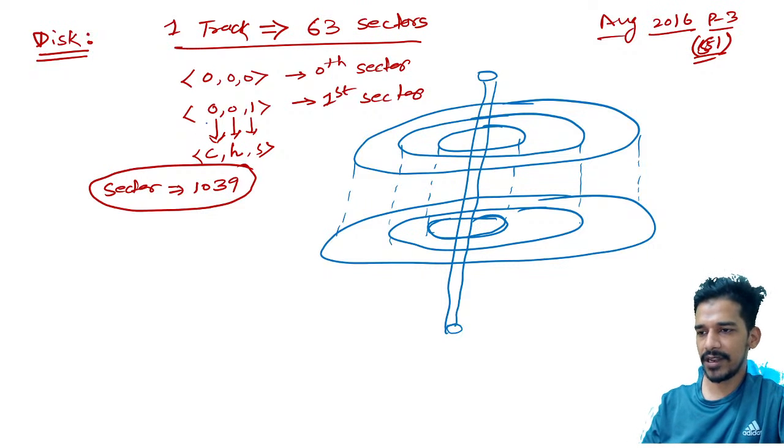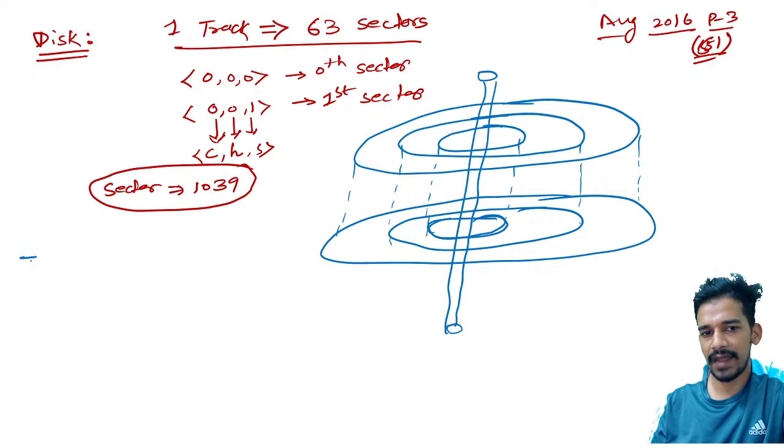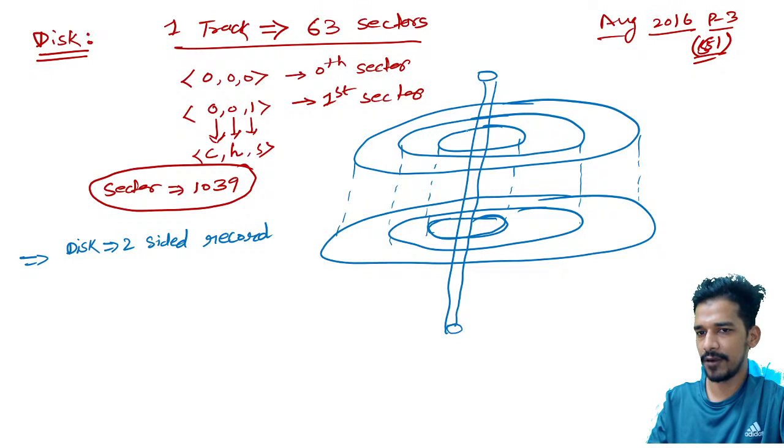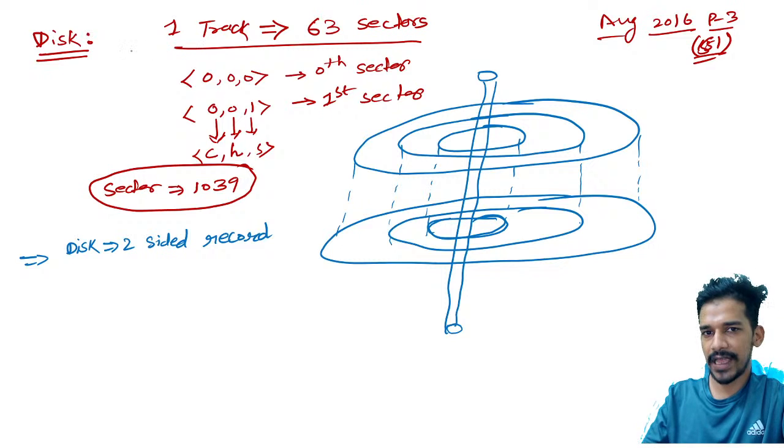It is given in the question that we have a disk on which we have two-sided recording. Two-sided recording means that we can record on both sides, the upside also and the downside also. So we have a track in which we have 63 sectors. We have to find out the surface number, cylinder number, and the sector number for this particular sector.